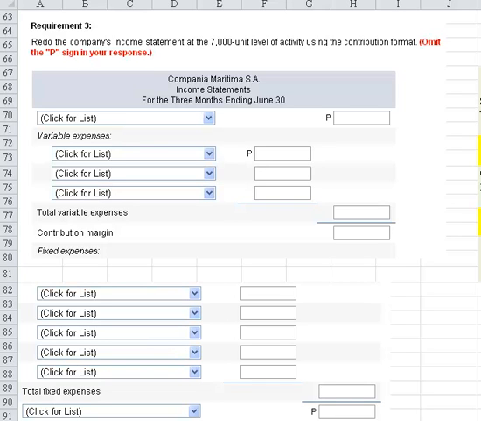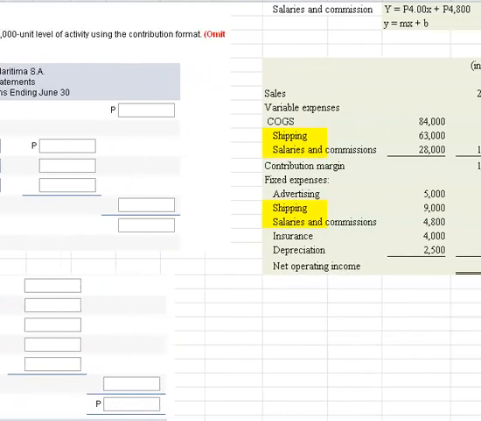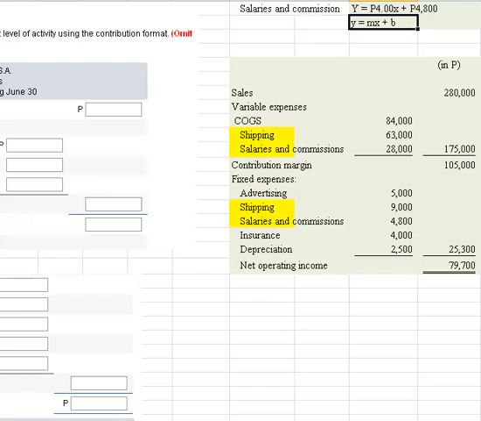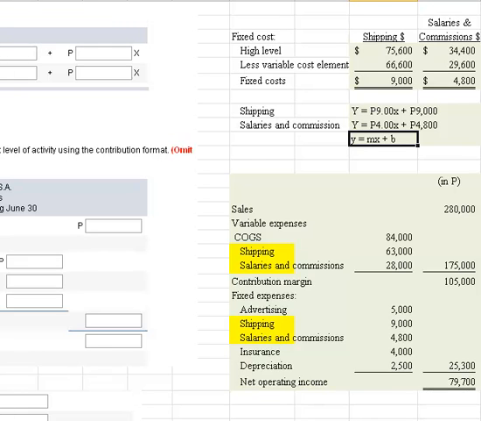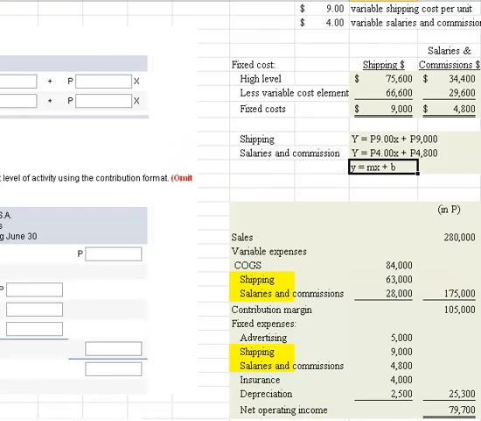Okay, now I've moved over to show requirement 3, which says redo the company's income statement at the 7,000 unit level of activity using the contribution format. So we're going to figure out what sales less variable expenses is to come up with contribution, less fixed expenses, total fixed expenses, and come up with net operating income. And I'll just slide this over, and you'll see elements of what we worked on before. In fact, let me slide that up so you can see where we had just worked the high-low method.